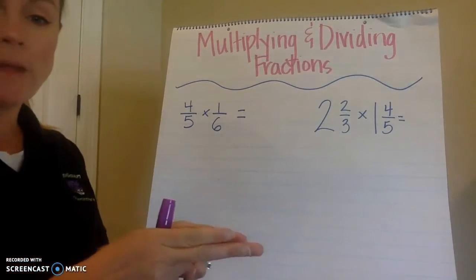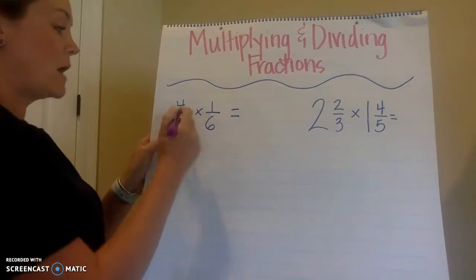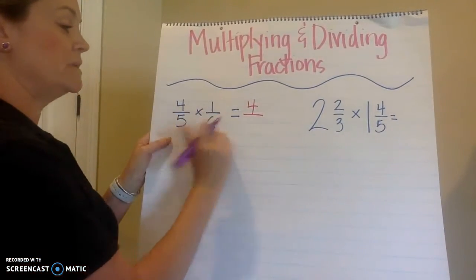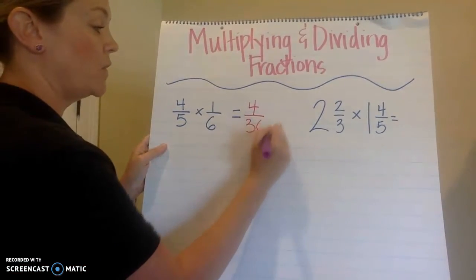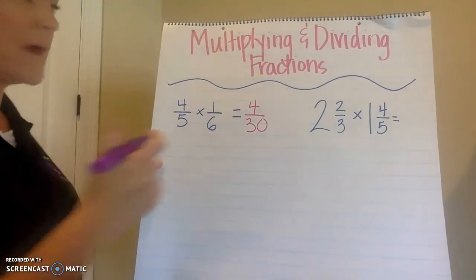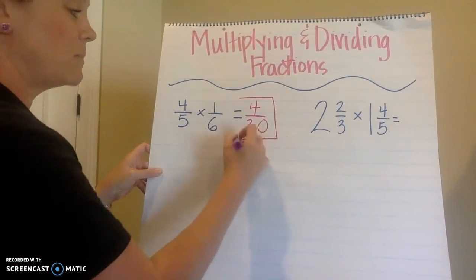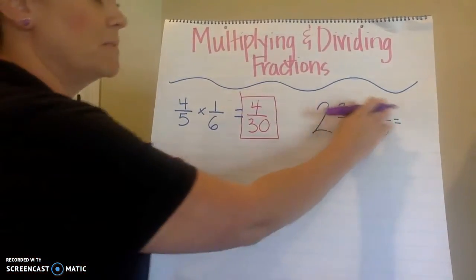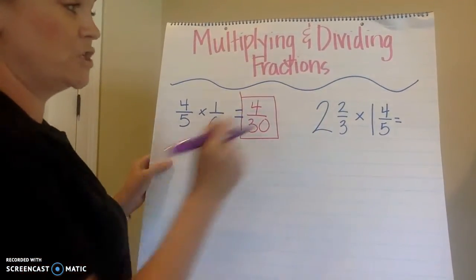So here we're just multiplying straight across, okay? I know 4 times 1 is 4, and 5 times 6 is 30. And that's all. That's my answer right there. Easy as pie.